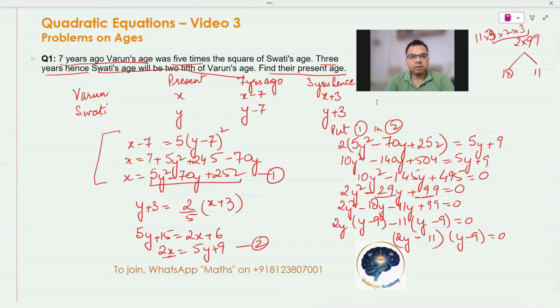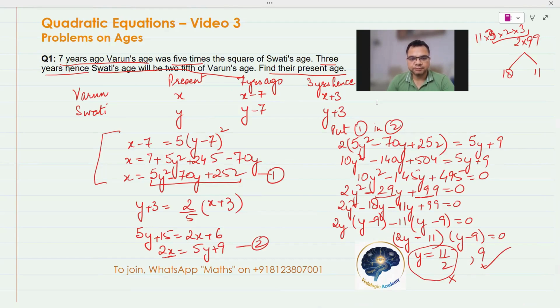So since we are talking about ages, this can't be a fraction. So if I consider y from here, y will be 11 by 2 or y equals 9. Now we are talking about ages, so we don't consider fraction here. We can leave this. We'll take y equals 9. So if y is 9, I can find x as well. I can put the value of 9 in this equation.